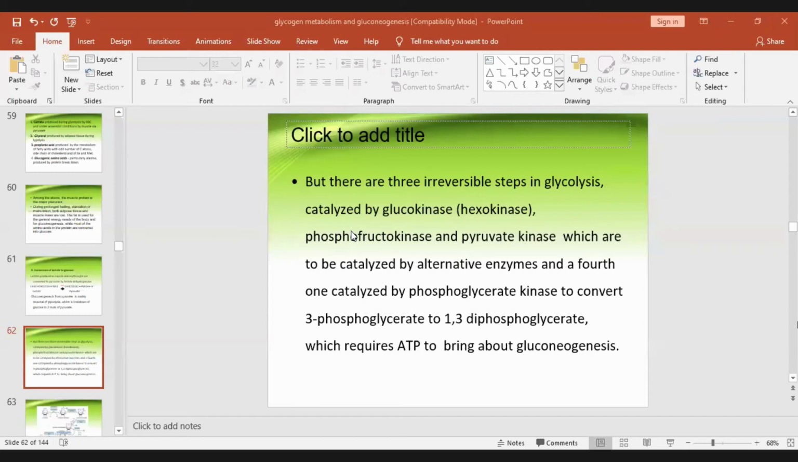So this oxaloacetate is converted first to malate by a reversal of malate dehydrogenase action, and this malate can come out of the mitochondria into the cytosol. It is then acted upon once again by malate dehydrogenase, the cytosolic one, forming oxaloacetate, and this oxaloacetate is acted upon by the next irreversible enzyme of gluconeogenesis, phosphoenol pyruvate carboxykinase.